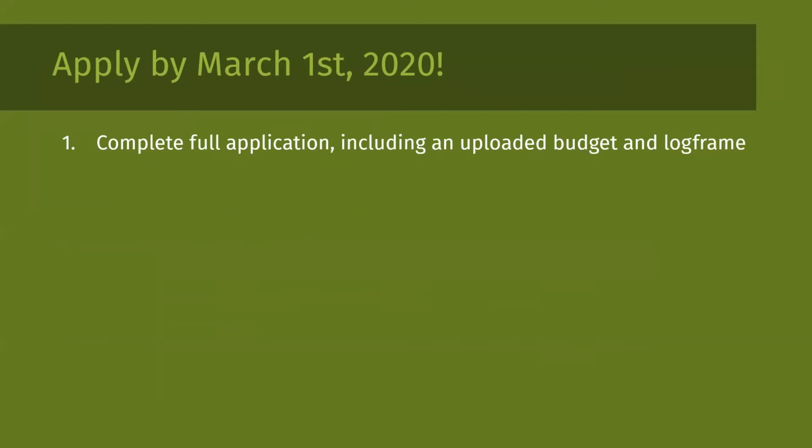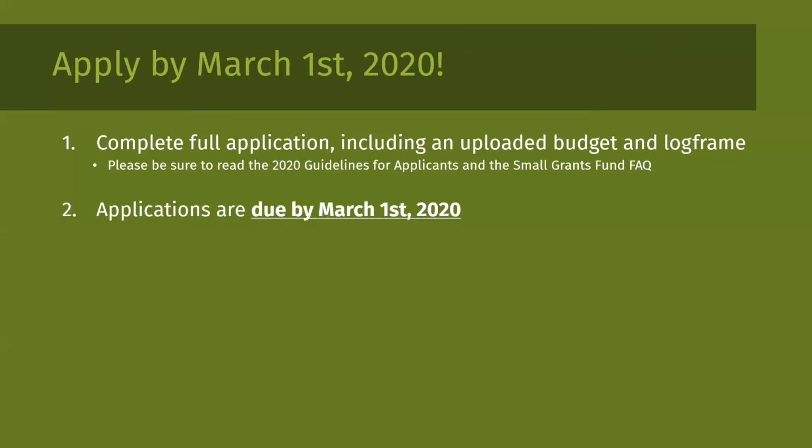So in terms of the application, again, just a reminder that to get your applications in by March 1st, you're going to want to complete the full application, including an uploaded budget and log frame, which is available on the application website. Please be sure to read the 2020 guidelines for applicants and the Small Grants Fund FAQ before and as you're filling out your applications. Again, another reminder that it's due by March 1st, 2020.